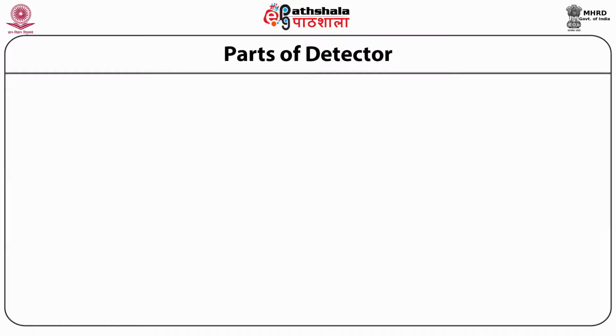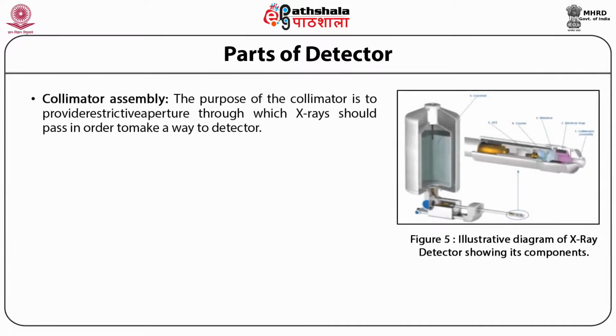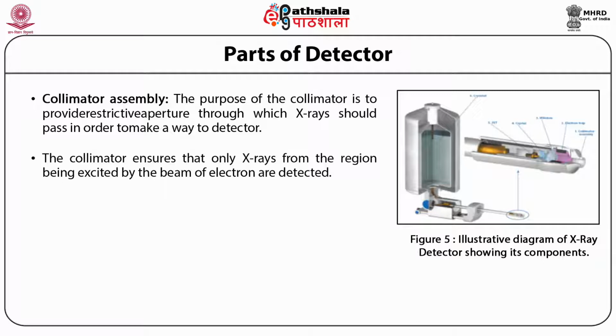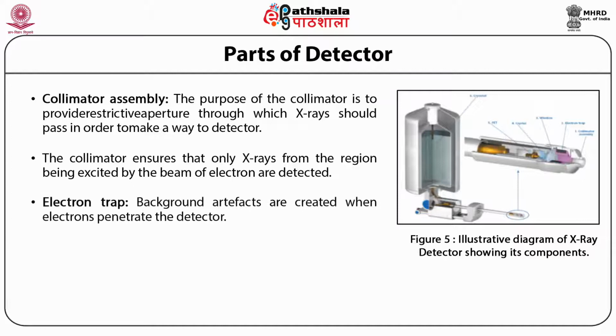Let us study the parts of the detector. The first one is the collimator assembly. The purpose of the collimator is to provide a restrictive aperture through which X-rays should pass in order to make a way to the detector. The collimator ensures that only X-rays from the region being excited by the beam of electrons are detected. The next one is the electron trap.